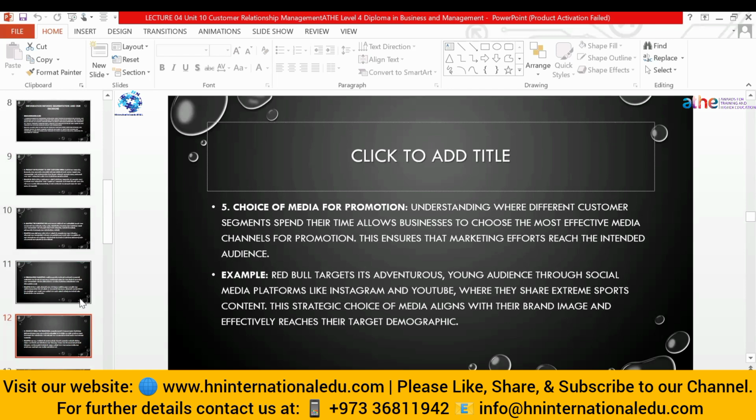Choice of media for promotion. Understanding where different consumer segments spend their time allows business to choose the most effective media channels for promotion. This ensures the marketing efforts reach the intended audience. That is, it depends on the business, on the organization, and the thought of the producer and the strategy through which he wants to target the audience. They could be children, they could be adult, they could be elderly persons too.